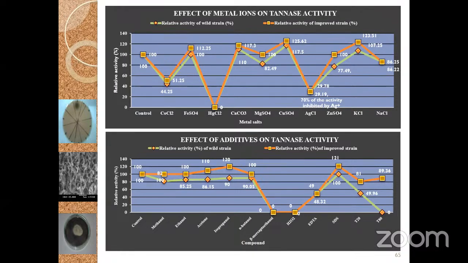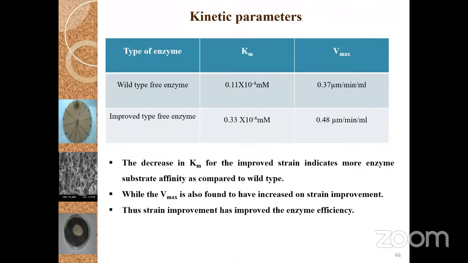Then the reason why HgCl2 is inhibitory is because HgCl2 reacts with different types of amino acids like histidine and tryptophan. As it reacts with histidine and tryptophan, this shows the inhibitory activity on the enzyme.